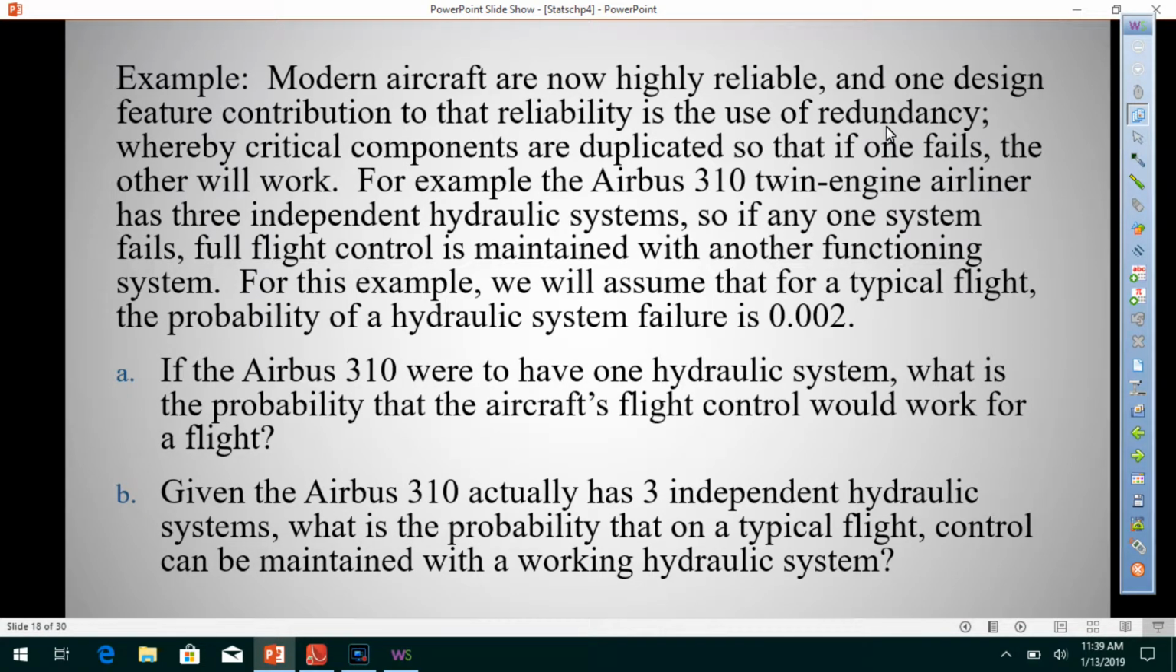Example, modern aircraft are now highly reliable. And one design feature contributing to that reliability is the use of redundancy, whereby critical components are duplicated so that if one fails, the other will work. For example, the Airbus 310 twin-engine airliner has 3 independent hydraulic systems. So if any one system fails, full flight control is maintained with another functioning system.